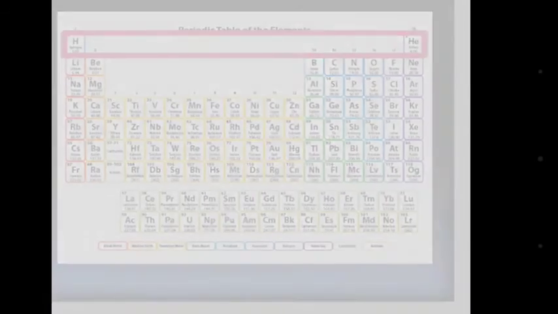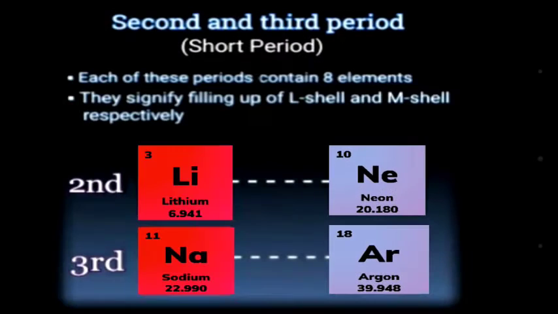Then the second and third periods are studied together. They are known as the short periods. Each of these periods contains 8 elements. The second period starts from lithium and it ends on neon, and the third period starts from sodium and it ends on argon.